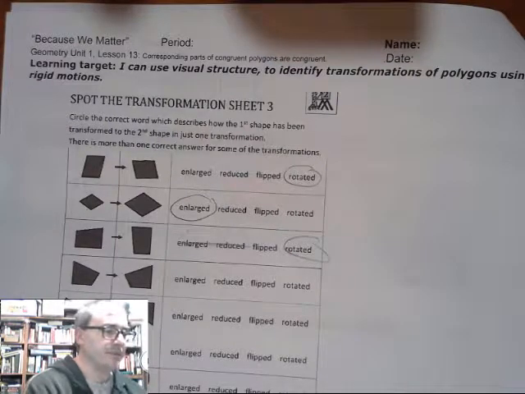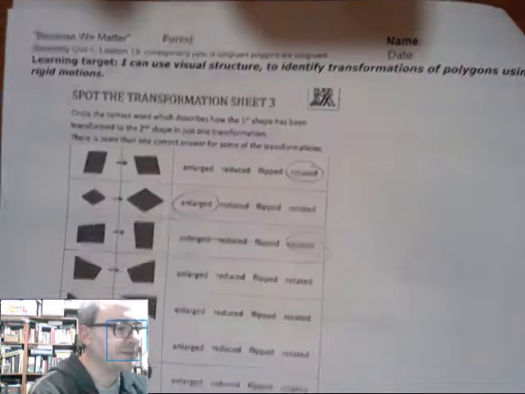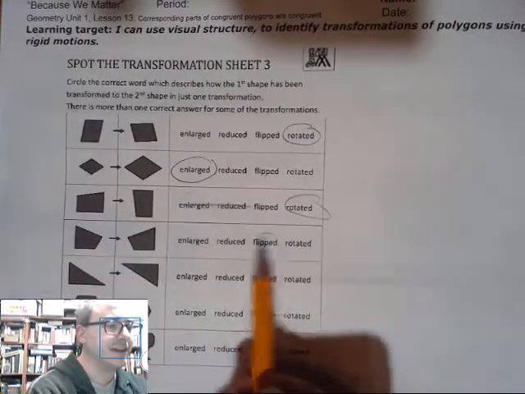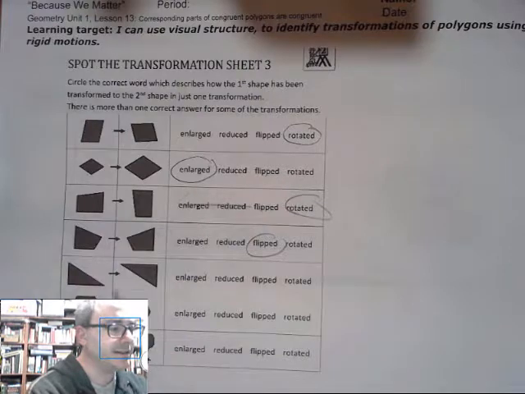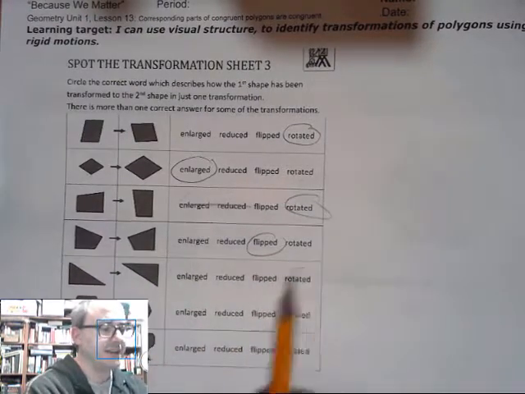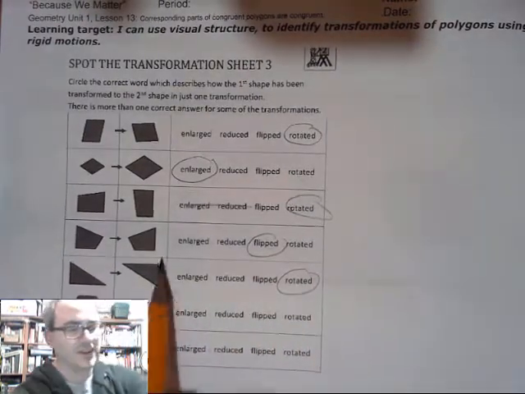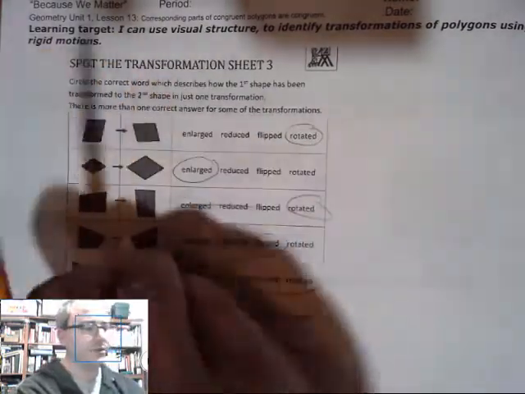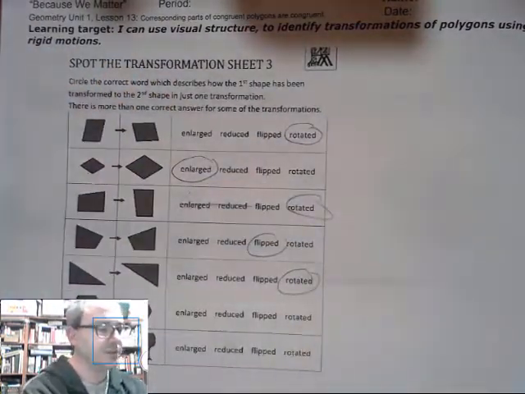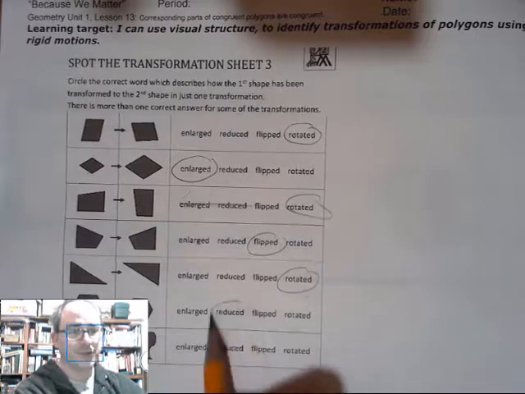Okay, unpausing the video then. All right, I'm just looking at these. So this one has been flipped. You can see it's a mirror image of itself. This one's been rotated. As we see, that's upside down. If I took this triangle and turned it upside down here, that would be rotated. This hexagon here has been reduced.